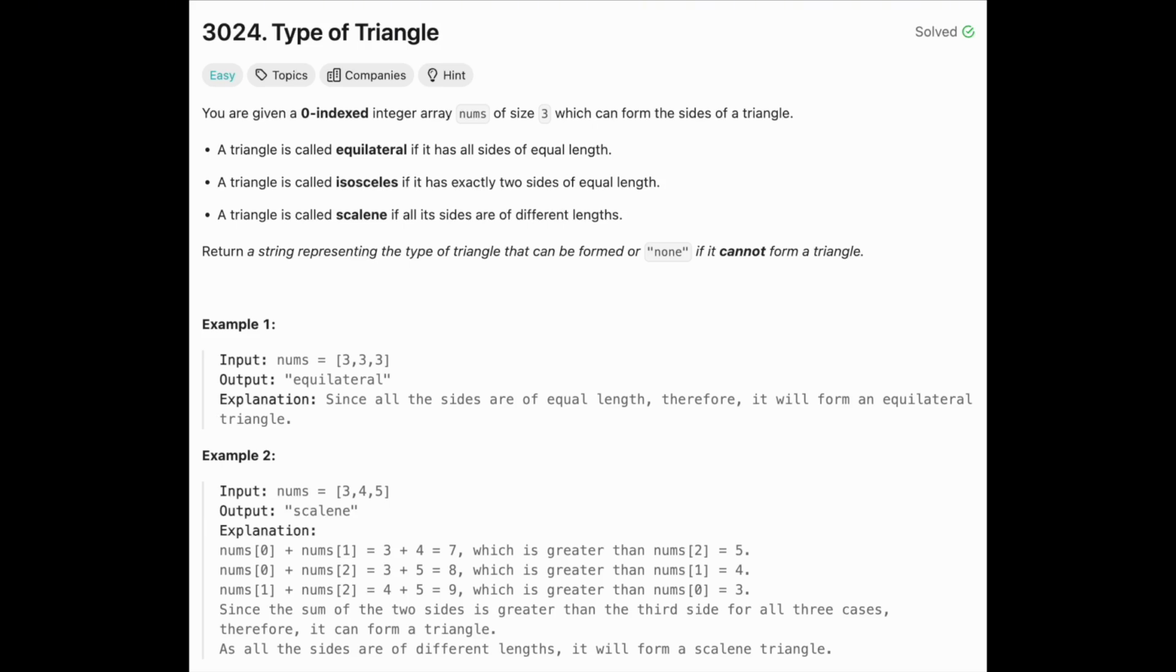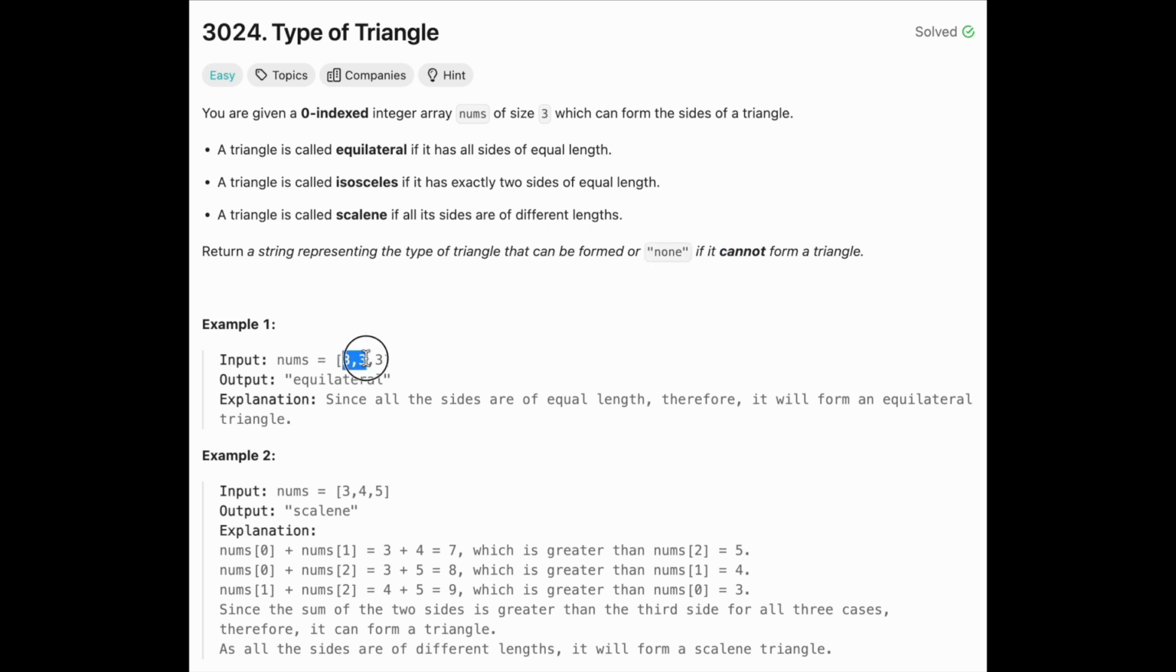Today we are solving Type of Triangle. The problem states that we are given a zero-indexed integer array nums of size 3, and each element in nums represents a side of the triangle. If all of its sides are equal, the triangle is equilateral. If two of the sides are equal, it's isosceles. And if none of the sides are equal, then it's scalene. We want to return a string representing the type of triangle that can be formed, and if the three sides cannot form a triangle, then we return none.